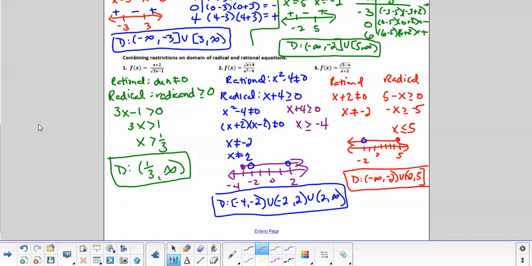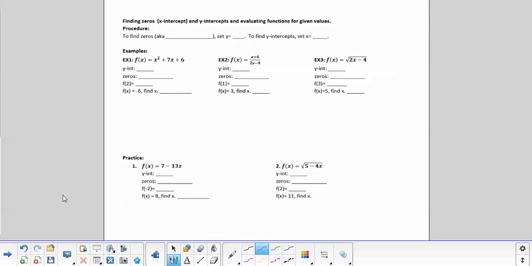Alright, we're going to turn the page and we're going to talk about zeros and intercepts. Okay, to find zeros on a graph, and zeros are also called x-intercepts.